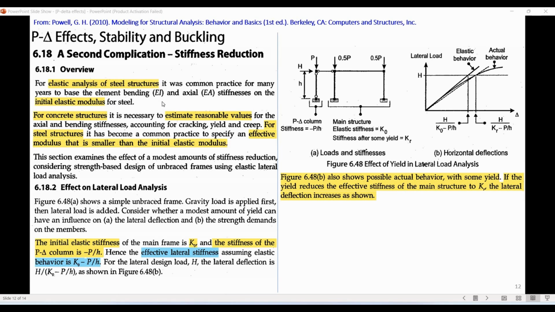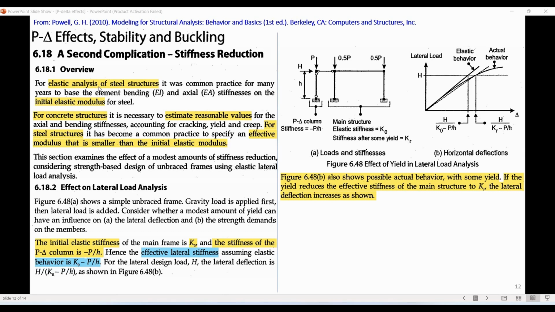And of course, this is something different than the material nonlinearity, which accounts for the cracking and yielding. But what we actually do in practice, we provide estimated reasonable values for the stiffnesses of the members, accounting for cracking and yielding. For example, in concrete structures, we reduce these stiffnesses to account for cracking, which is something we have already done in ETABS. However, when we include the P delta effect, there is an additional reduction in stiffness due to the geometric stiffness.